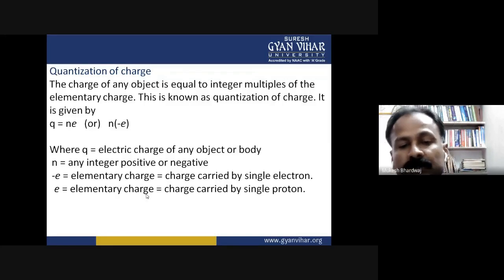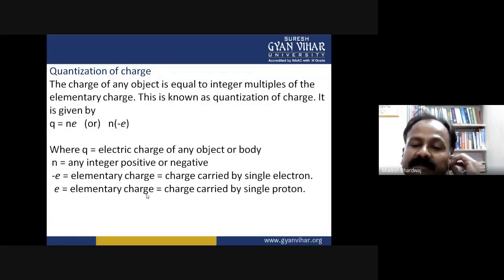When a physical quantity such as electric field or electric charge exists in discrete packets rather than in continuous amount, it is said to be quantized. This fact is referred to as quantization of electric charge. So I'm repeating that when a physical quantity such as electric charge exists in discrete packets rather than in continuous amount, it is said to be quantized. This fact is referred to as the quantization of electric charge.